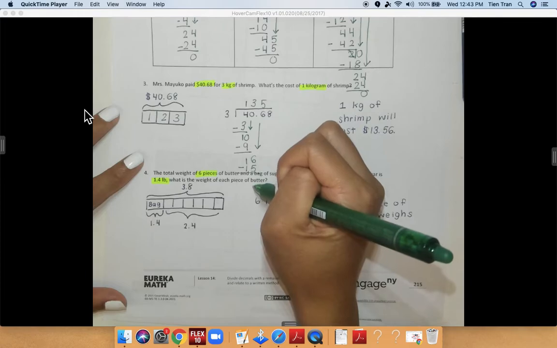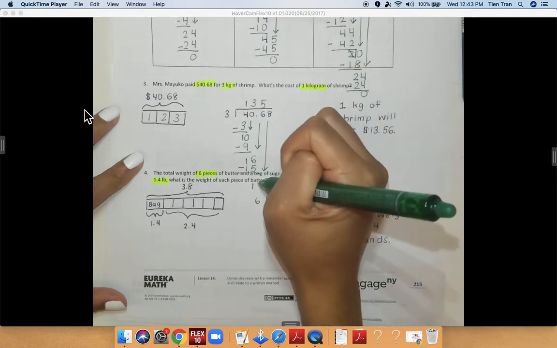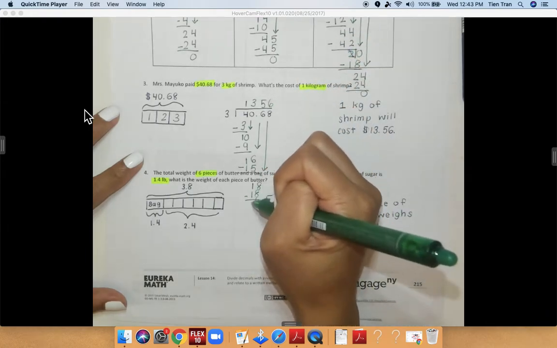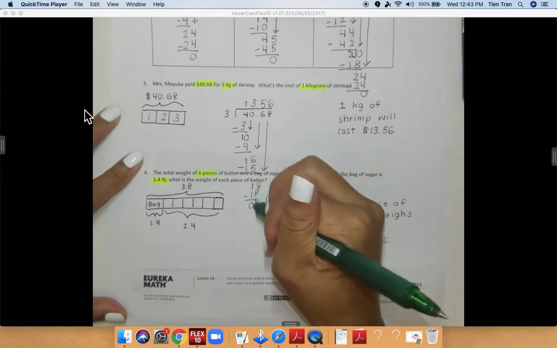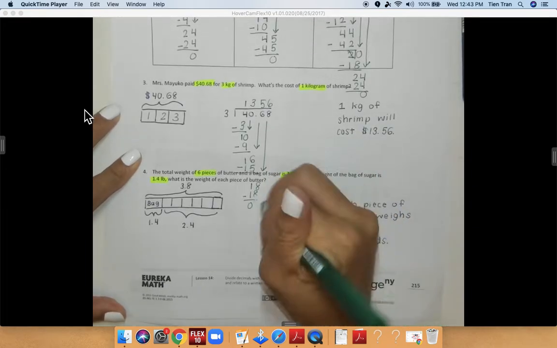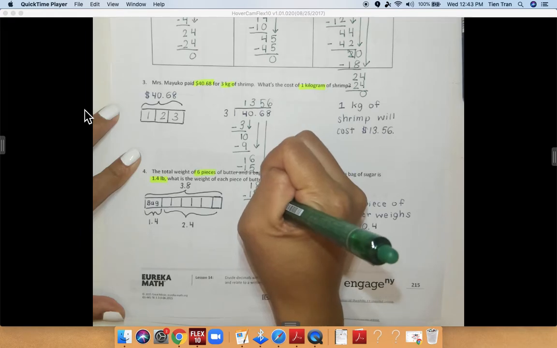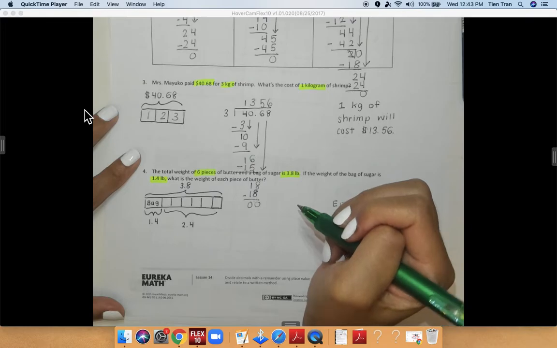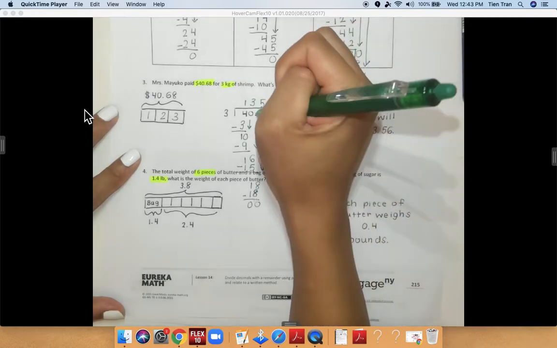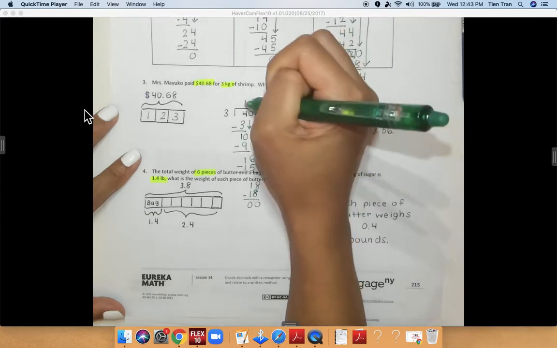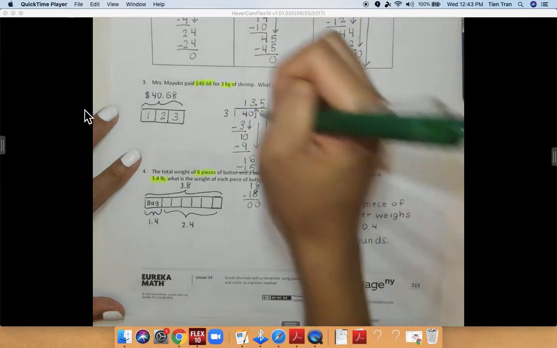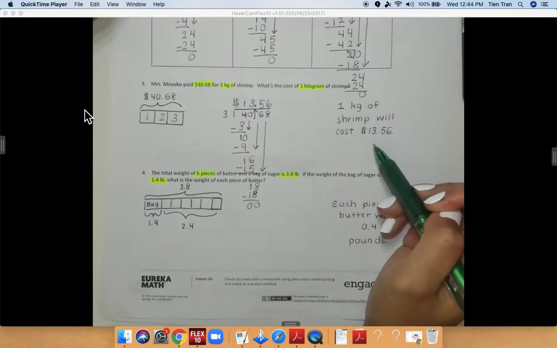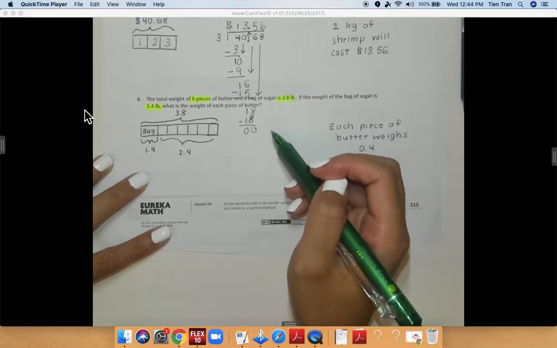Subtract. 6 minus 5 is equal to 1. Bring down your 8. 3 can go into 18 6 times. 18 minus 18 is equal to 0. I'm going to move this problem down. Okay, 18 minus 18 is equal to 0. Now, make sure you carry your decimal up. So we have $13.56. So 1 kilogram of shrimp will cost $13.56. Now we're going to do problem number 4.